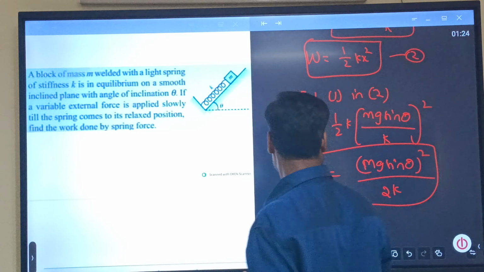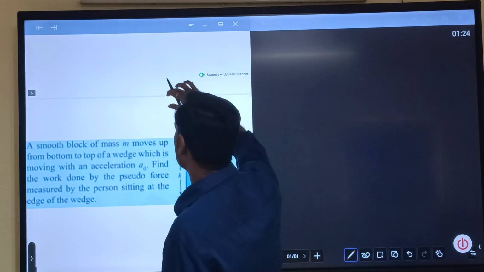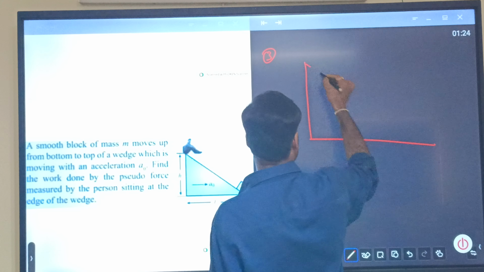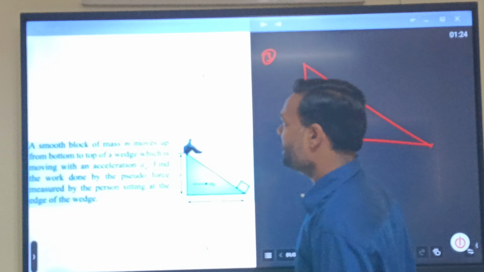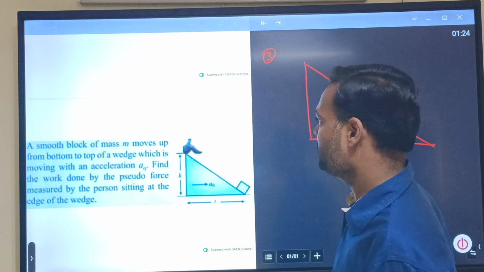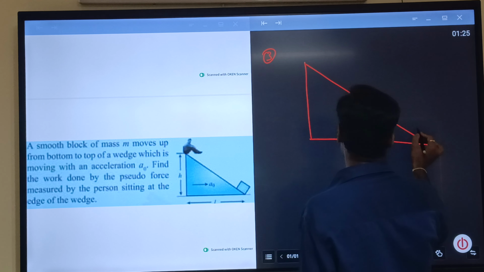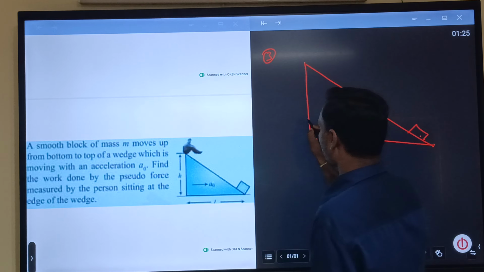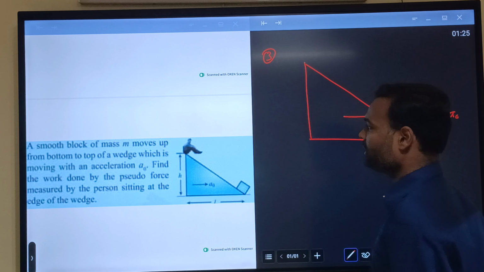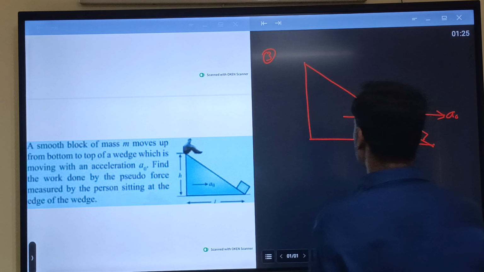And next, work done by a pseudo force. Pseudo force is a fictitious force, we know very well. A smooth block of mass m moves up from bottom to top of a wedge which is moving with an acceleration a naught. So the wedge is moving in this direction with an acceleration a naught. Find the work done by the pseudo force measured by the person sitting at the edge of the wedge.